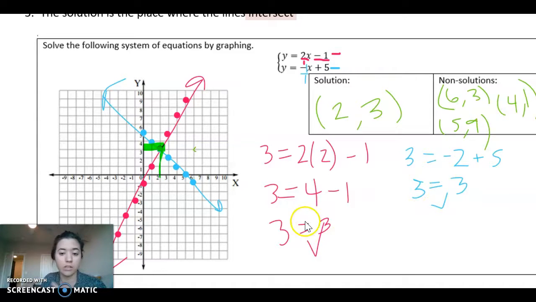If one of these was right and then one of these you got like 3 equals 10 and it was not right, then it's not a solution to the system and you need to try graphing it again or reach out to me for help.